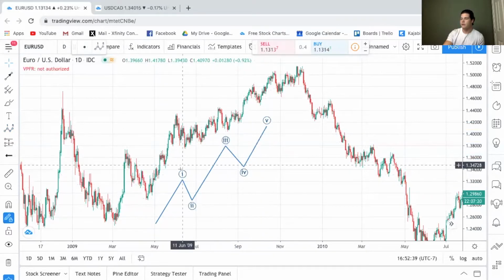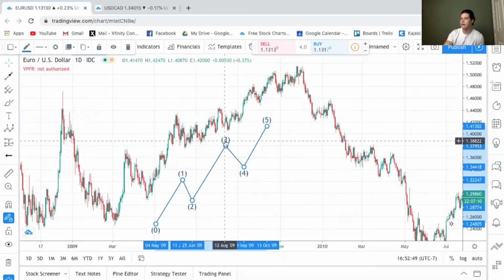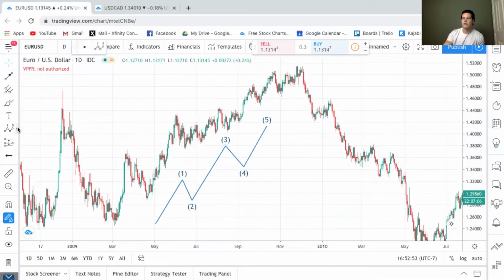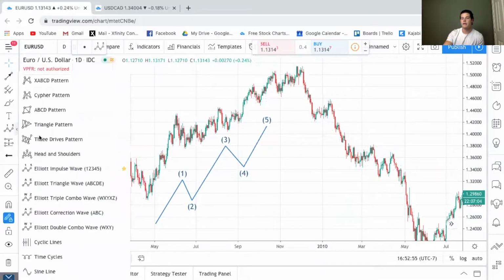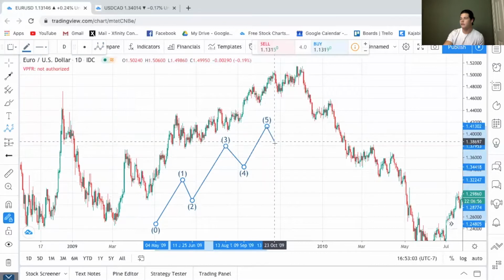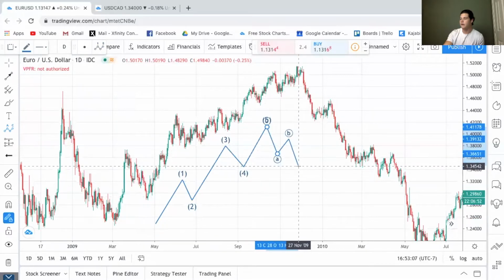And then up here you can see this is marked by Roman numerals. This is for more advanced, but there are all these varying degrees from super millennium to minuscule degrees, and that changes the notation here. We'll get into that more in a later video. But then you can also go back over to this pattern area and choose Elliott corrective wave, ABC. So after these 5 waves, you have a corrective pattern, A, B, and C.